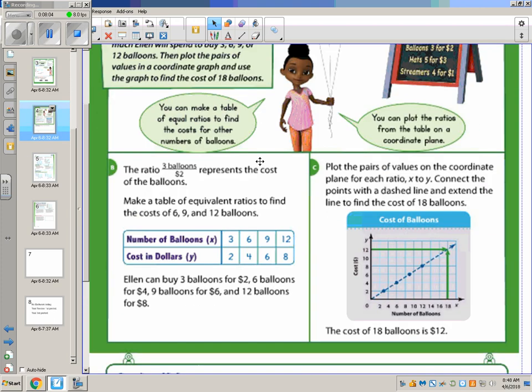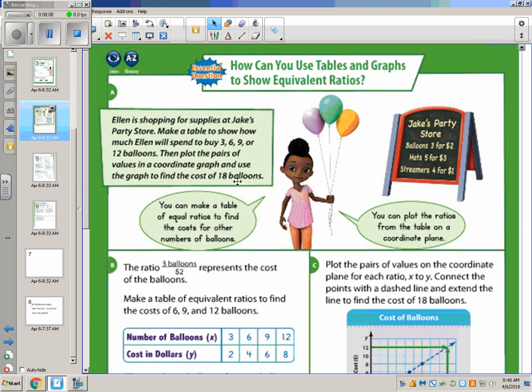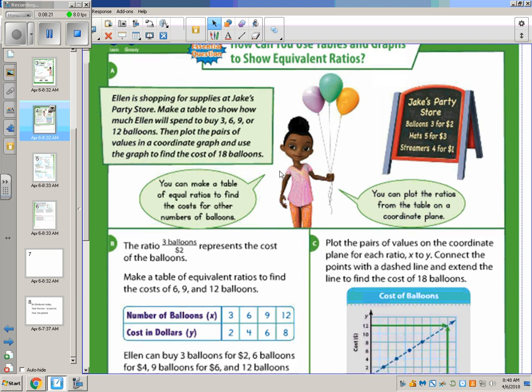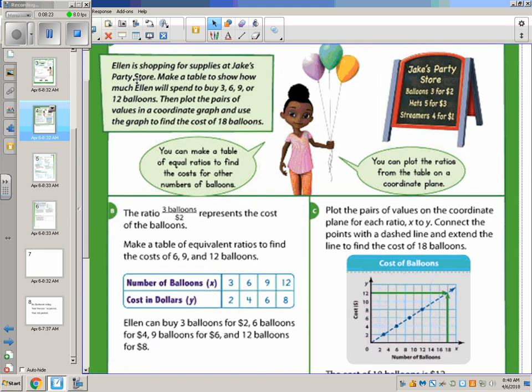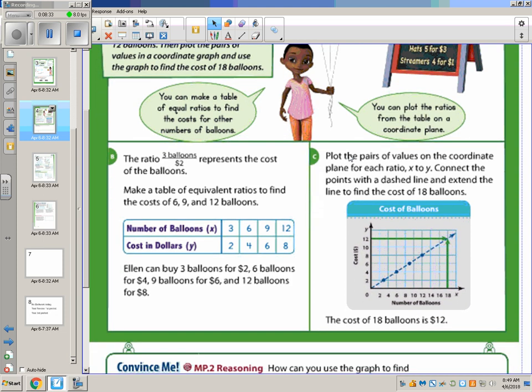So on page 552, they always give us an example problem. So it says, how can you use tables and graphs to show equivalent ratios? So it says at Jake's Party Store, we can get 3 balloons for $2, 5 hats for $3, and streamers for $1. So it says Ellen is shopping for supplies at Jake's Party Store. Make a table to show how much Ellen will spend to buy 3, 6, 9, and 12 balloons. Then plot the pairs on a coordinate graph to find the cost of 18 balloons.